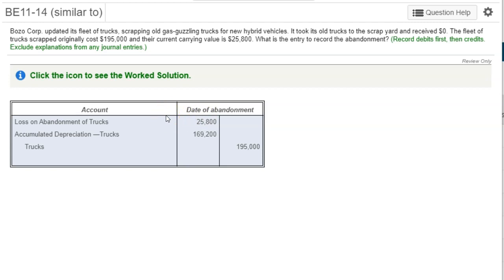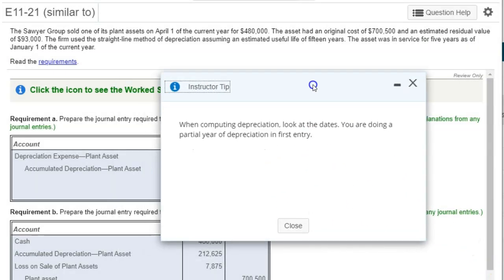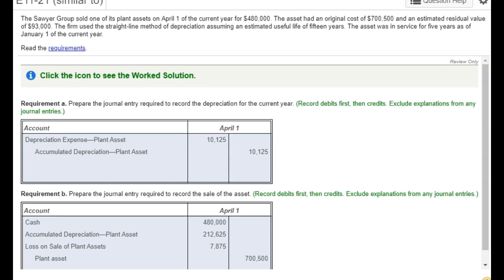So now let's take a look at what happens when we actually sell it. Okay, so in this problem, I give you a little tip, and it says, when computing depreciation, look at the dates. You are doing a partial year of depreciation in the first entry. All right, so let's take a look at this one. Okay, this group is selling one of its plant assets on April the 1st of the current year. We're going to assume it has a December 31st year end.